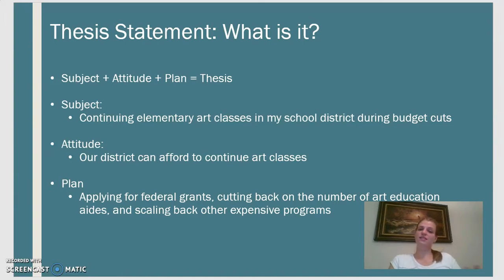So what's your attitude? You decide through your research that you think that your district, your specific district, can afford to continue art classes. That's something that's important to you and you think that you have a way to demonstrate that that's true. So you have to give the solution, remember? Not only the problem, but what your solution is. And that's kind of where your plan comes in. After doing some research, you decided that your plan is that your school district can apply for federal grants, cut back on the number of art education teachers or aides, and scale back other expensive programs. So you have something that you know you want to talk about, your subject, a stance, and a way that you're going to put your position into action.